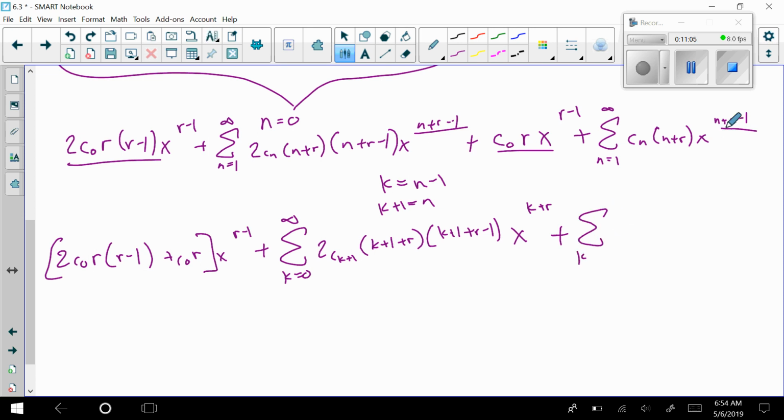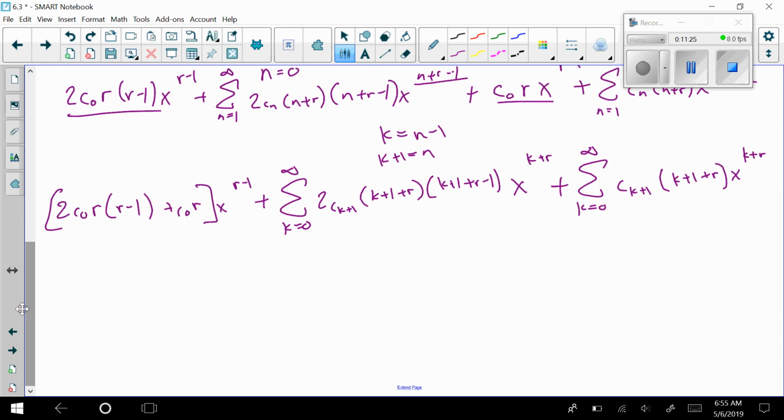Okay, well, what I need? Well, it would be the actual same thing, so this is k equals 0 to infinity. This is c sub k plus 1, and this is k plus 1 plus r, x to the k plus r. Okay.